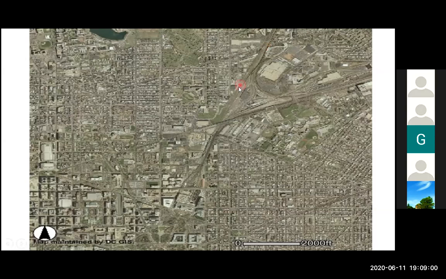So this is the rail line. This is the Union Station right here. These are the Senate office buildings. The Capitol is just off the map to the south. Rhode Island Avenue is here. So there was a station here, and there was a station here, and nothing in between.